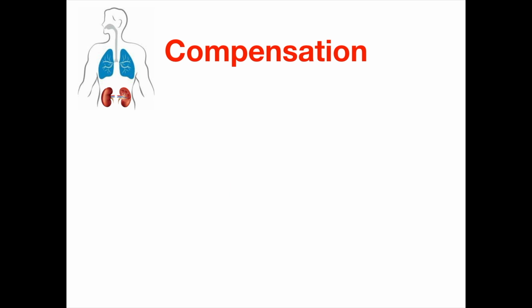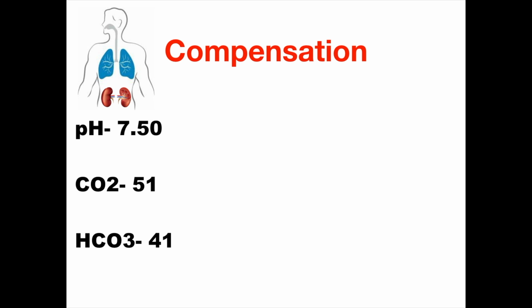So let's try another example here. pH is 7.50, CO2 is 51, bicarb is 41. So first step, acidosis versus alkalosis. 7.50 is above the normal range, so we can put here alkalosis. Now let's look at our carbon dioxide. Our CO2 is 51, so that's a lot of CO2. But looking at the problem, we have alkalosis. Let's look at our bicarbonate. Our value here is 41. That's a lot of base in our system. So we can conclude here that we have a metabolic alkalosis.